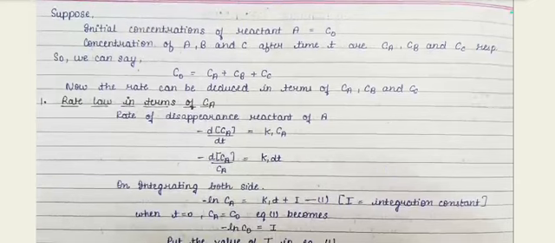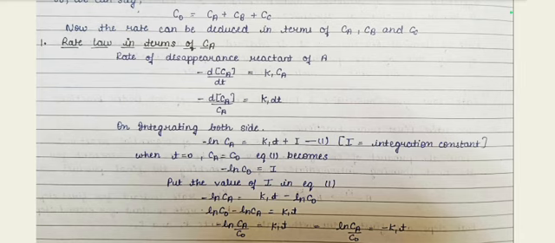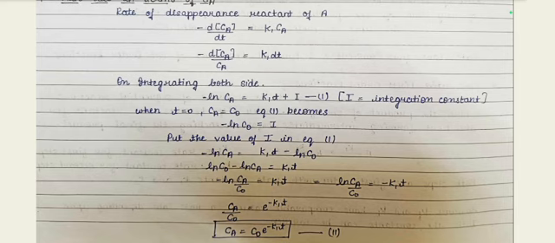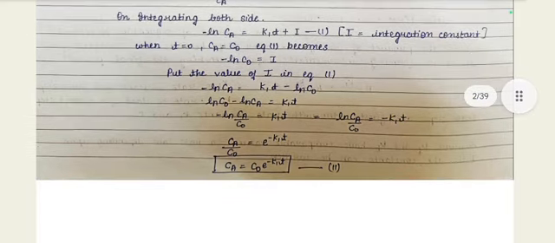Rate law in terms of CA: the rate of disappearance of reactant A, minus dCA by dt, is equal to K1 CA. So minus dCA by CA is equal to K1 dt. On integrating both sides, minus ln CA is equal to K1 t plus I, where I is the integration constant. When t is equal to 0, CA is equal to C naught. Equation 1 becomes minus ln C naught is equal to I.